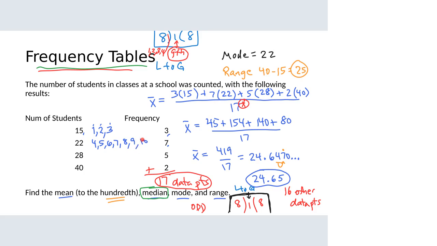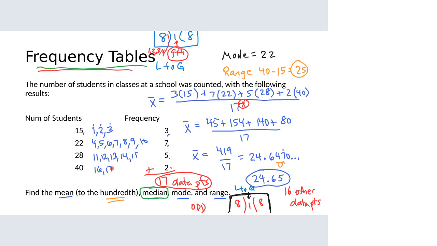If I wanted to go ahead and keep listing them, some of you are like, okay, you're done, you don't have to go any further. That's great. But I'm going to go ahead and list the rest of them just because. Then I have 5 data points that are 28s. From least to greatest, these would be number 11, 12, 13, 14, and 15. And then I have 2 data points that are 40s. That would be 16 and 17.